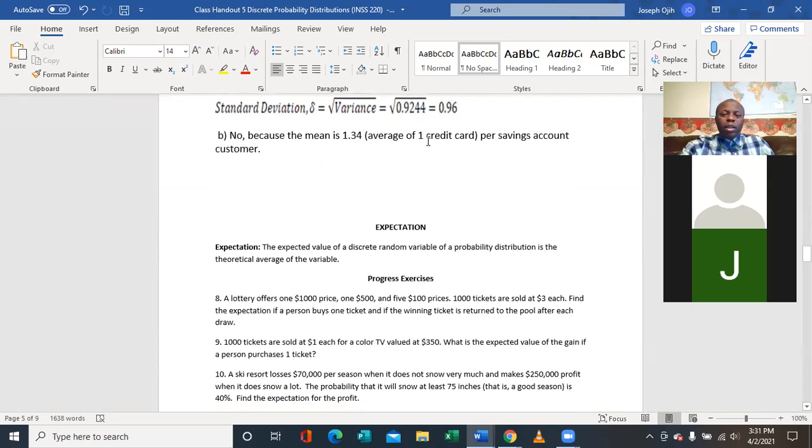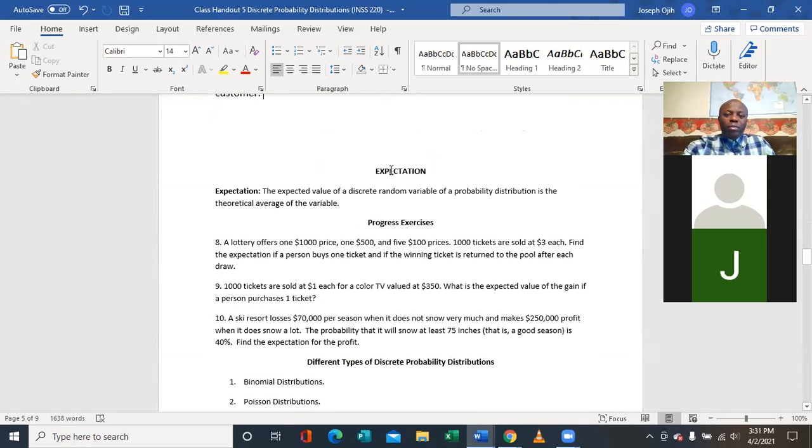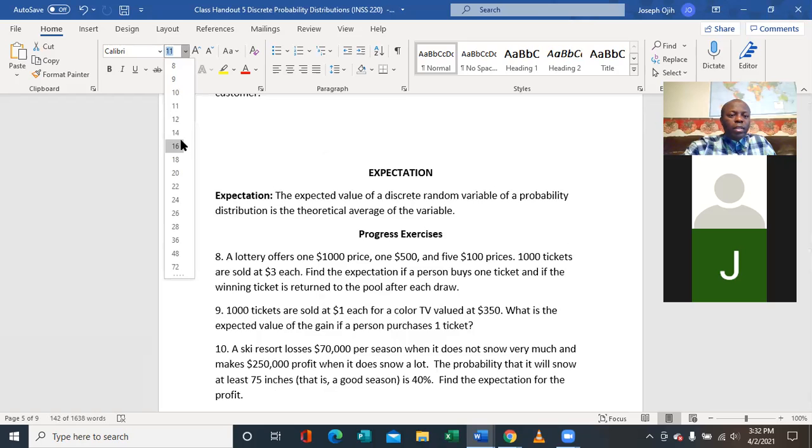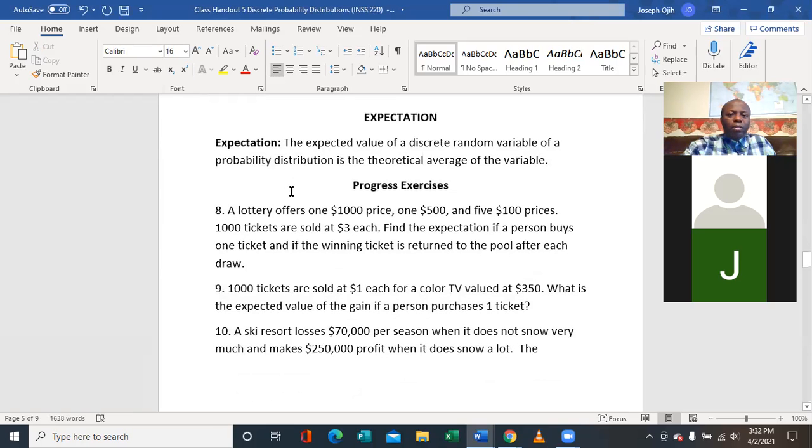Okay. Now the next thing we're going to look at is what we call the expectation. Expectation is just, let me make it bigger so you can see. Sometimes we call it expected value. Expectation or expected value.